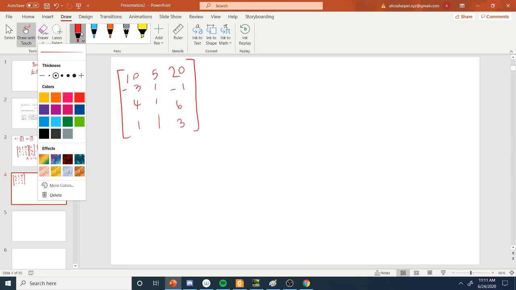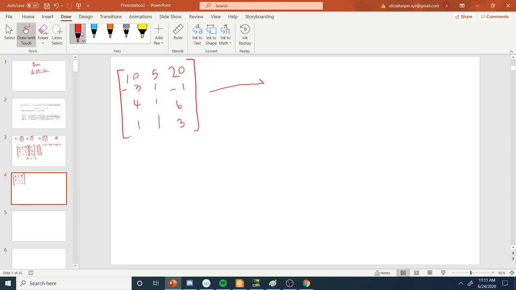So this matrix, we want to put in row-reduced echelon form, and we can attempt it with a sequence of row operations. The first thing I'll do is swap row 1 with row 4. The reason I'm doing this is that row 4 is particularly simple. It starts with a 1. So I'll get the matrix with rows (1, 1, 3), (-3, 1, -1), (4, 1, 6), (10, 5, 20).